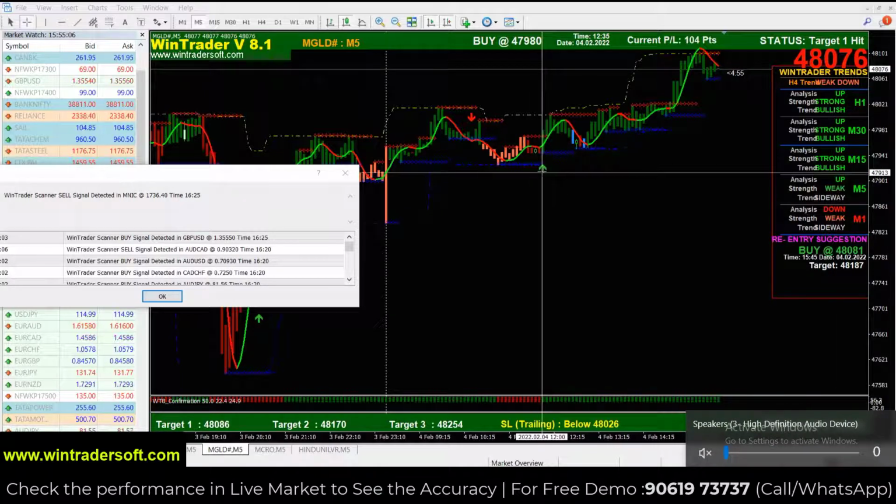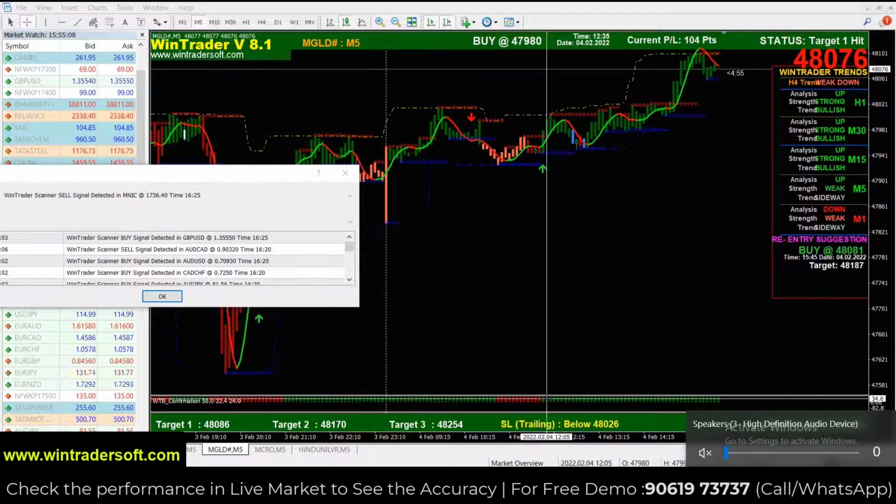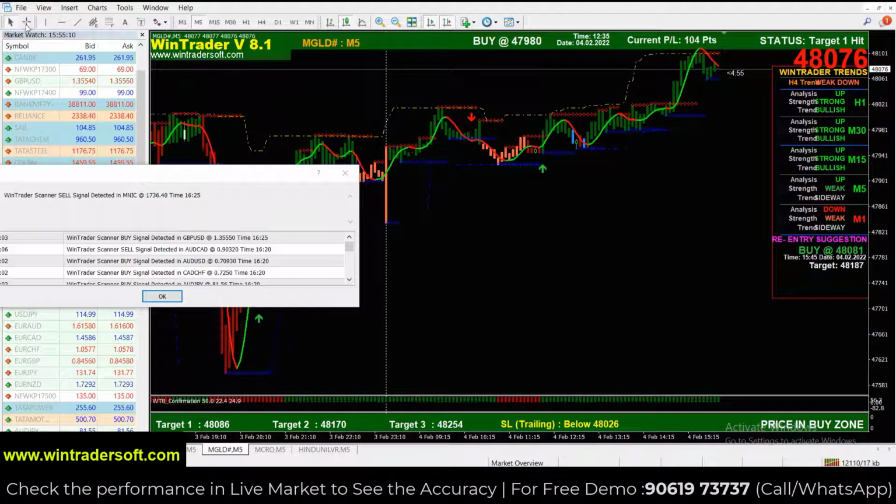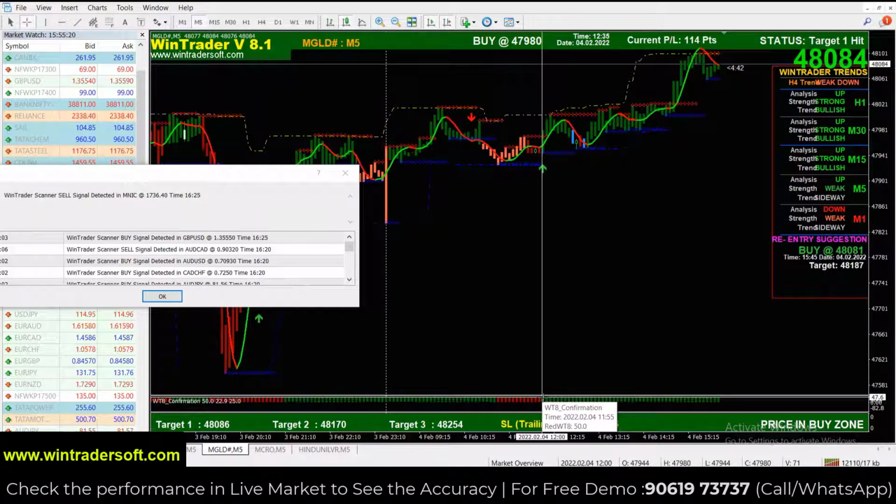Below the arrow you can see there is a bar here. That is our confirmation bar. I'll show you again. Below the arrow you can see there is a bar here, that is the confirmation bar. The bar should be in the same color as the signal. If it is a buy signal, then the bar should be in green color. You have to check only two confirmations.